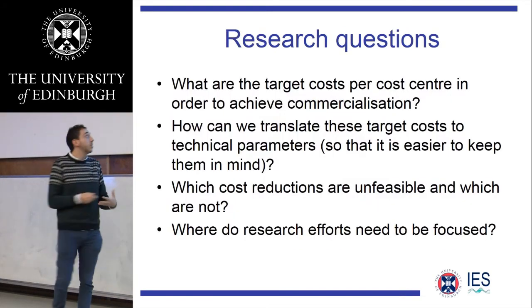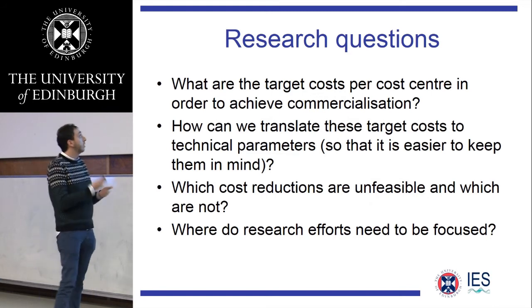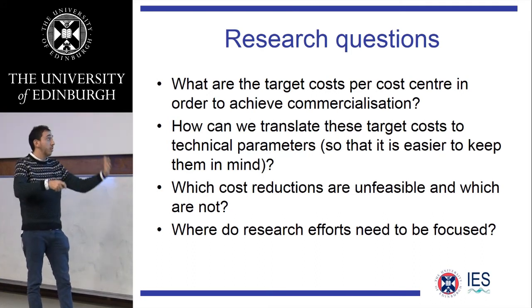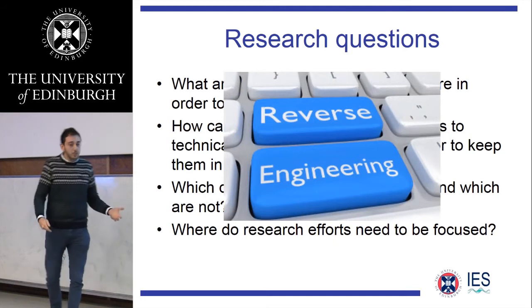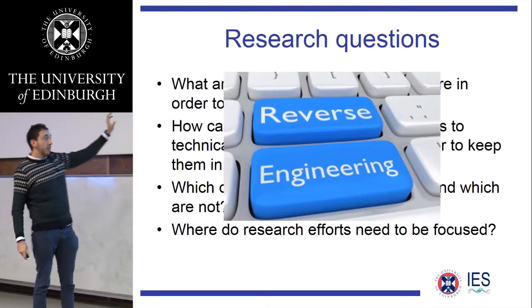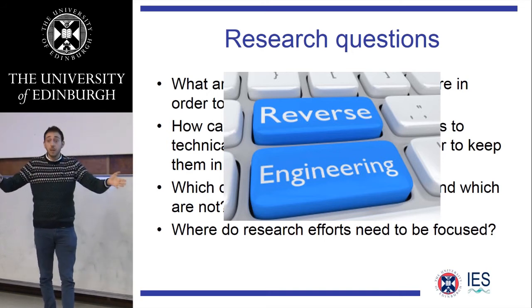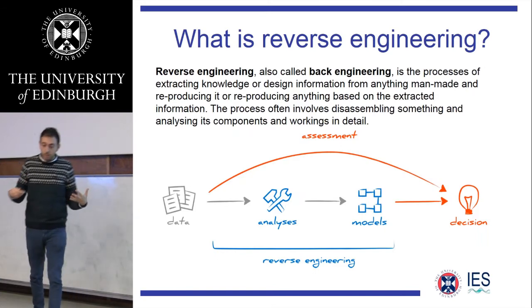So what are the questions I want to answer here? What are the target costs per cost center in order to achieve this commercialization? How can we translate these target costs to technical parameters, and which cost reductions are feasible and which are not feasible? And then where do the research efforts need to be focused? To answer this, we are going to do a reverse engineering exercise to see, based on the target cost, what we have to do to achieve these target costs.